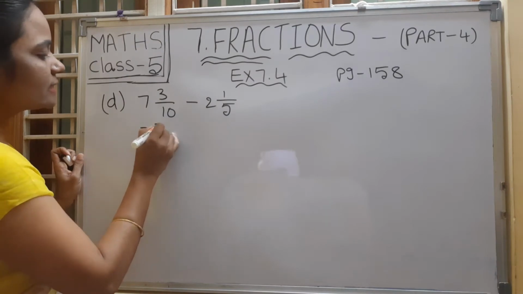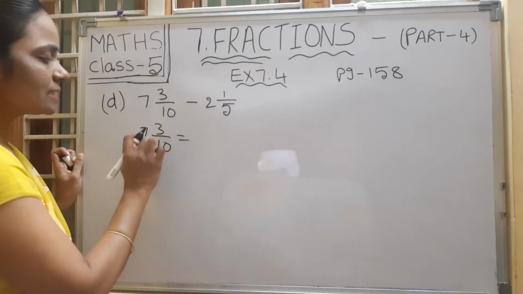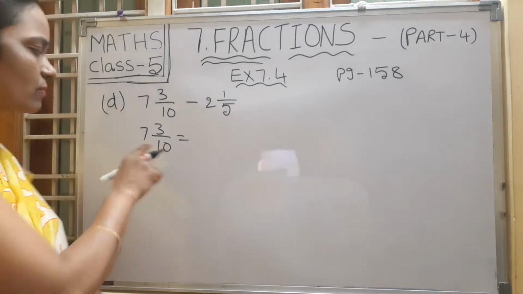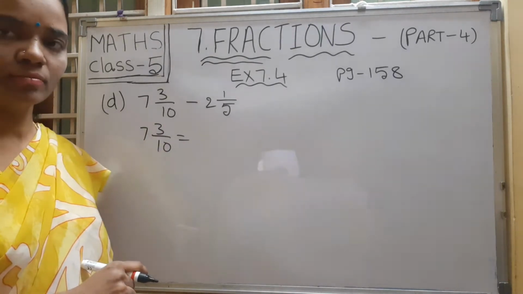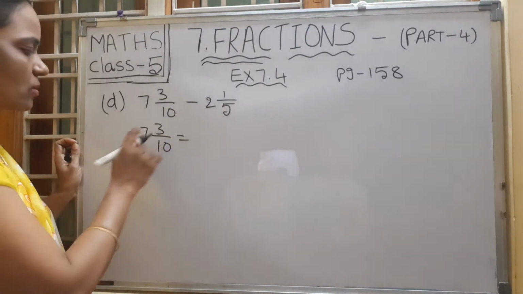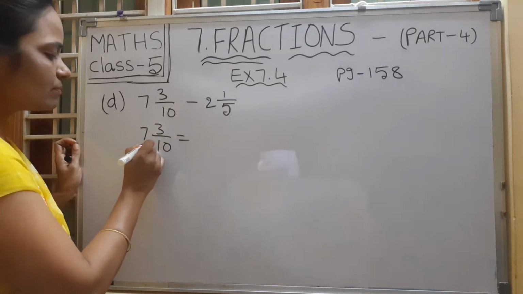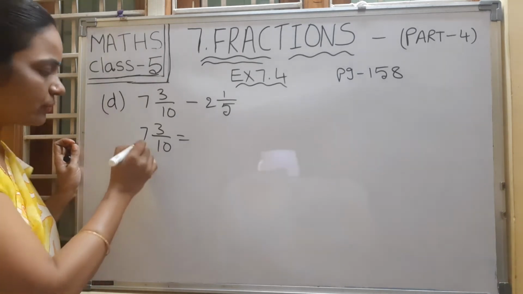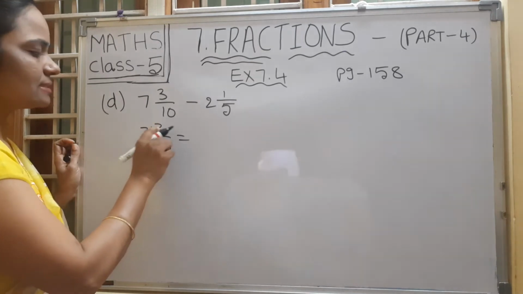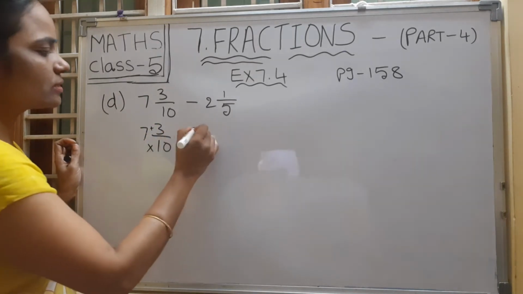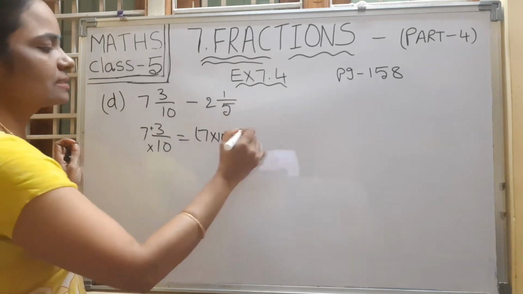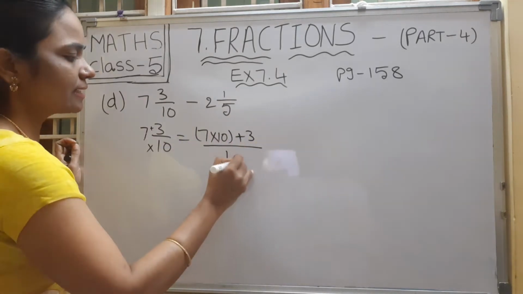Yes children? So 7 3 by 10 becomes how much, children? This is a mixed fraction. What is a mixed fraction? It is a combination of a whole number and a proper fraction. Yes, now convert this one into an improper fraction. So how to convert it? Simple technique, I already told you. Here take multiplication and take addition. So 7 into 10 plus 3 divided by 10.